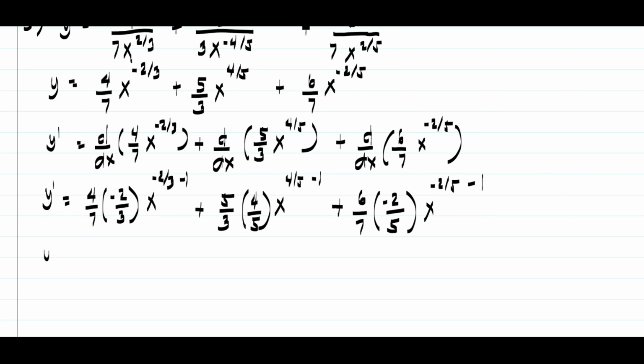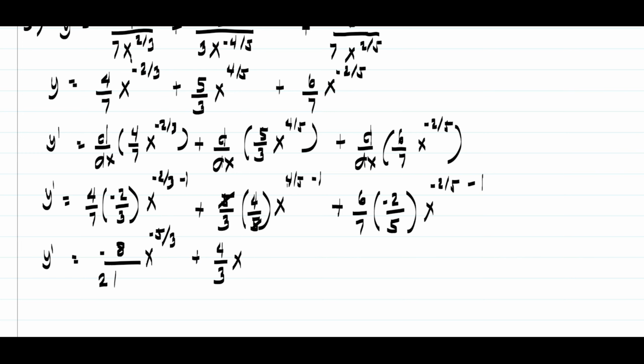So let us have y prime equals 4 times negative 2 is negative 8 over 7 times 3, that is 21. And then we have x raised to negative 2/3 minus 1, that is negative 2 minus 3 is negative 5. Copy the denominator, 3. And then we can cancel 5. This will give us 4 over 3.